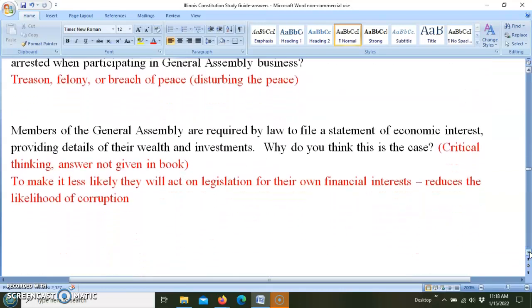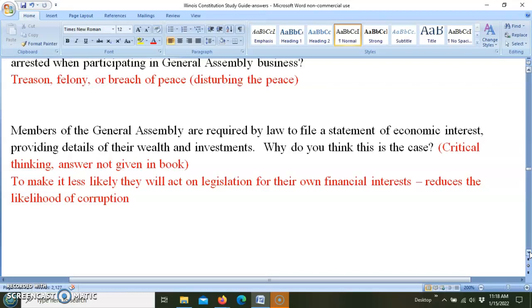Next question. Members of the General Assembly are required by law to file a statement of economic interest providing details of their wealth and investment. Why do you think this is the case? You won't find the answer to this question in the Constitution, but I think if you think about it, you'd come up with a good answer. And basically that's to make it less likely that legislators, members of the Senate or the House of Representatives, would act on legislation for their own financial interests. It reduces the likelihood of corruption.